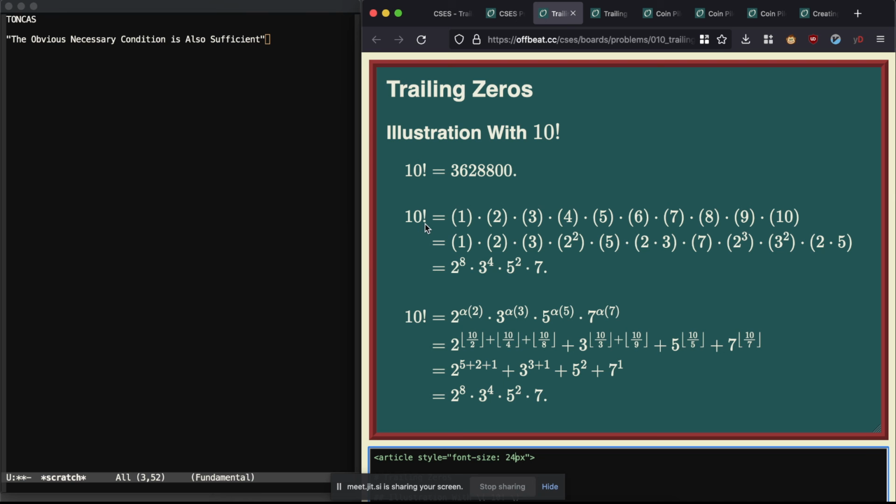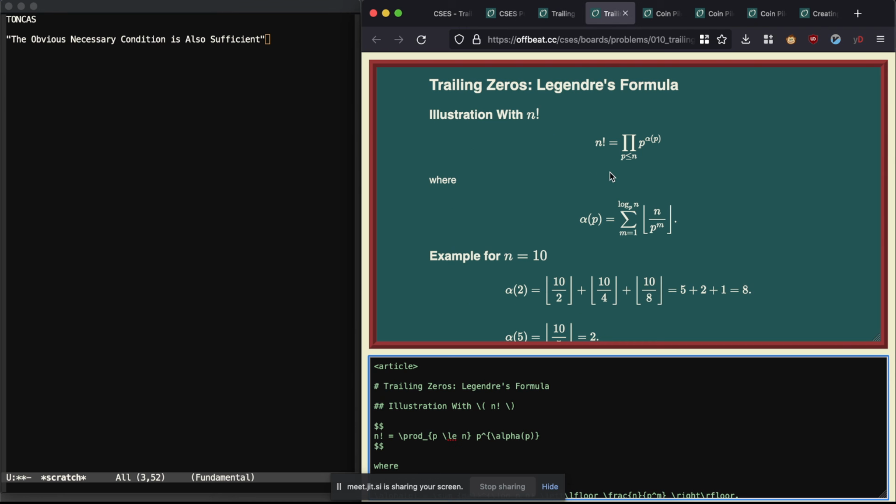That is how we solve this problem, considering 2 as the prime for which we want to find the greatest power that divides 10 factorial. In this case, 2 to the power 8 is the greatest power of 2 that divides 10 factorial. And this in number theory is also called Legendre's formula.